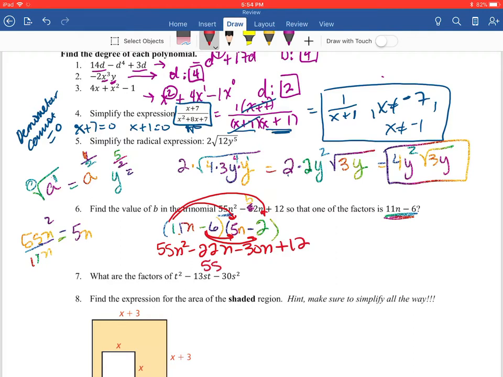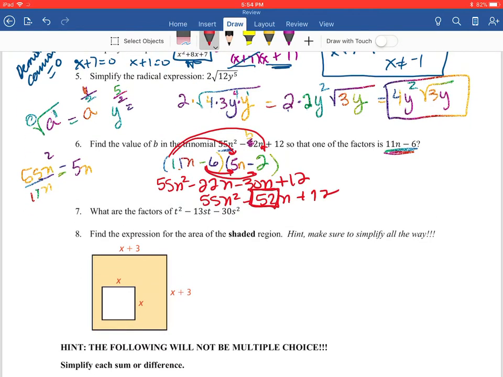Now I'm going to simplify this. This is going to be 55n squared minus 52n plus 12. And as you can see, we found our b value, which is 52. All right? So the b value is equal to 52. That is our answer. Problem number 7.